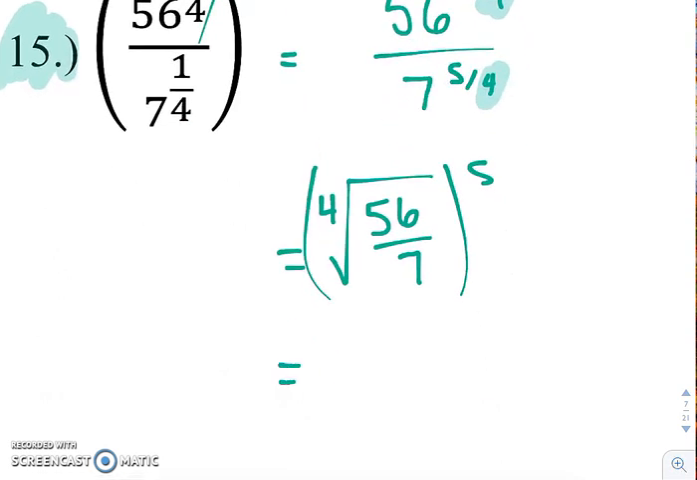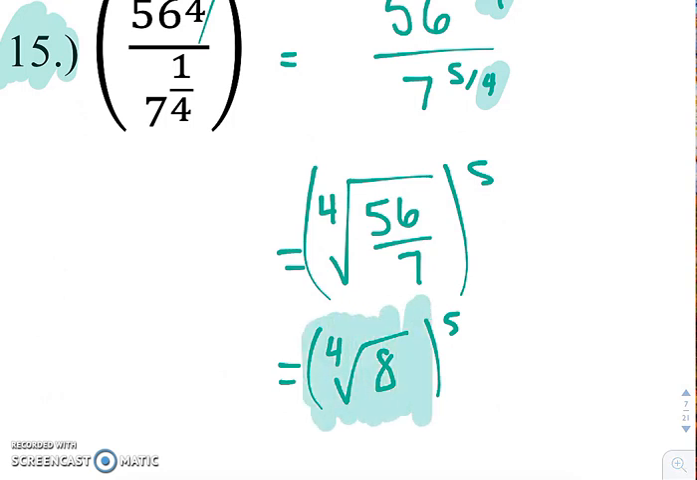You guys know that 56 over 7, or 56 divided by 7, is 8, and to the 5th power. So there are no perfect 4th roots. In 8, you can really only factor it to 2 times 2 times 2. So we can leave it there. No negative exponents, no fraction exponents, no radicals in the denominator. So you're good to go.